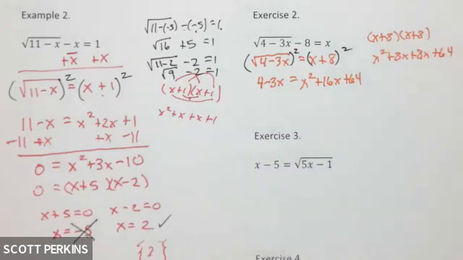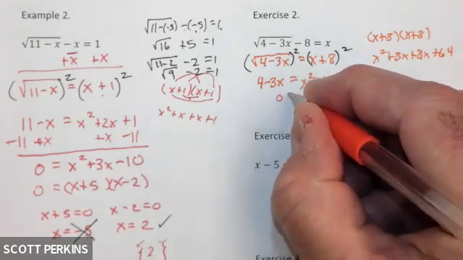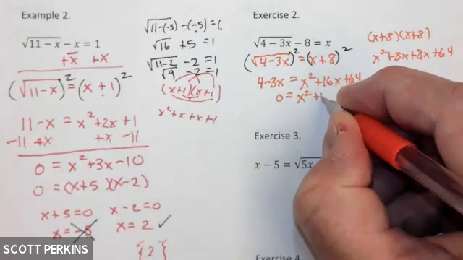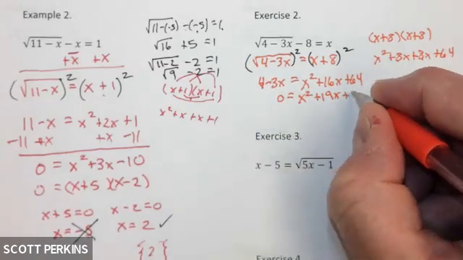It's a quadratic again, so just like the previous problem, I'm going to get everything on the same side as the x squared. So I'm going to add the 3x to both sides. When I add 3x to 16x, I get 19x. I'm going to subtract the 4 from both sides, so I get plus 60.